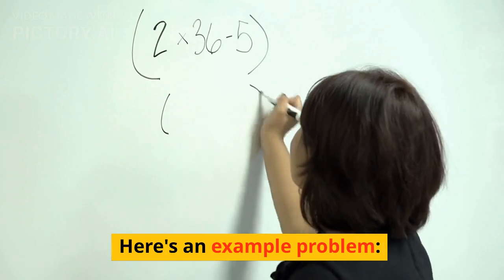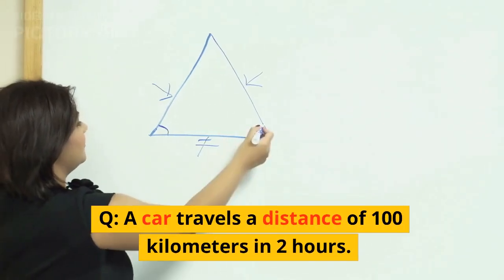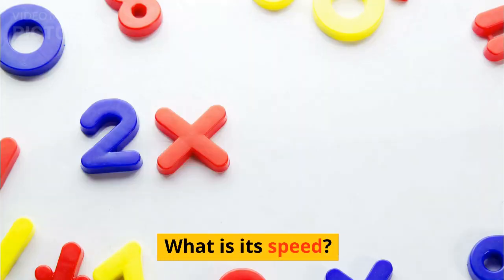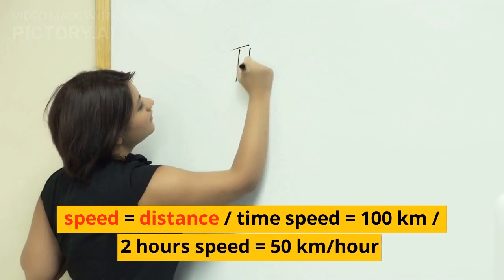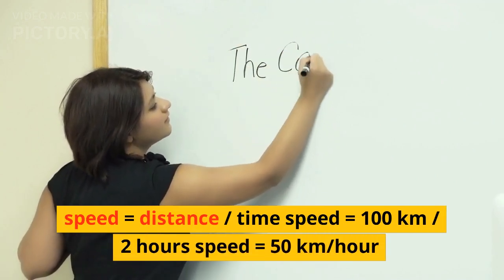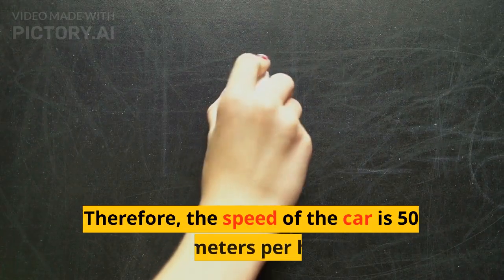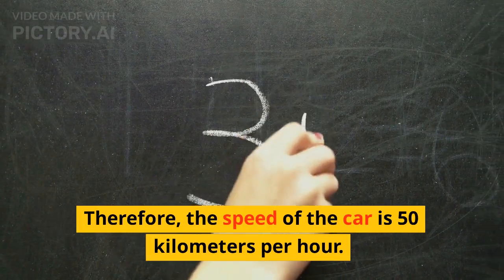Here's an example problem. Question: A car travels a distance of 100 km in 2 hours. What is its speed? Using the formula, we have speed equals distance divided by time, speed equals 100 km divided by 2 hours, speed equals 50 km per hour. Therefore, the speed of the car is 50 km per hour.